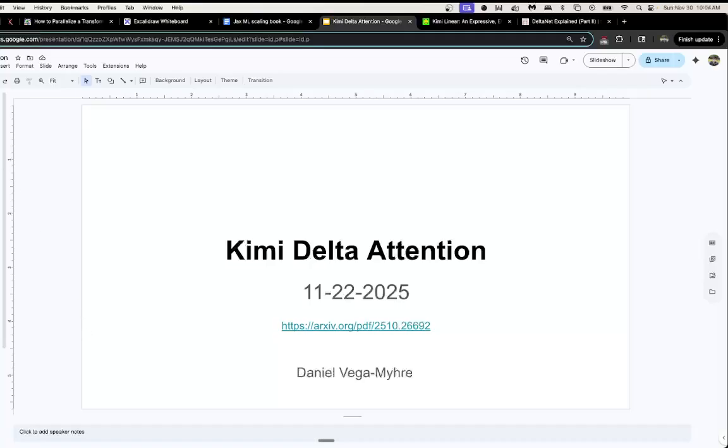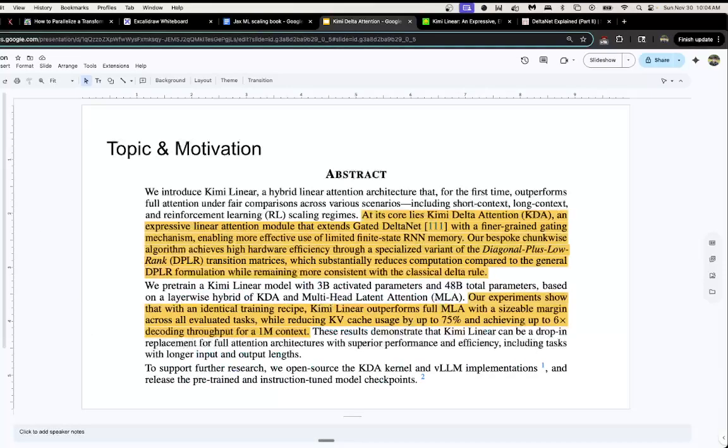So for context, we're looking at the Kimi Linear paper, which proposed this kind of subquadratic attention mechanism, which builds on Gated DeltaNet and other previous linear attention works. I'm just going to talk about the Kimi Delta Attention today, not the whole paper and the whole model architecture.